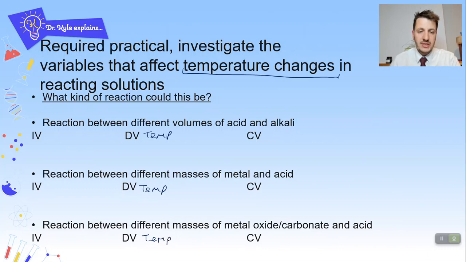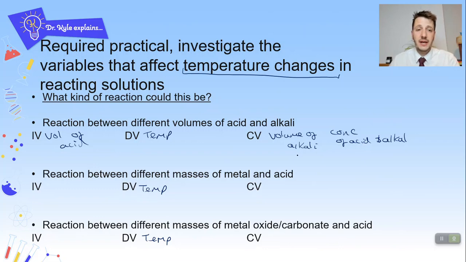Okay, so what is important then? Because you're investigating the variables, they will give you different reactions in which you need to be able to identify what those variables are. But because we know it's a temperature change investigation, there's your big clue straight away. So reaction between different volumes of acid. Your independent variable is the one you change, and so that's going to be your volume of acid. And then your control variable is going to be your volume of alkali and your concentration of acid and alkali. So for example, this could be hydrochloric acid and sodium hydroxide, which is going to be the example that I go through in a minute.